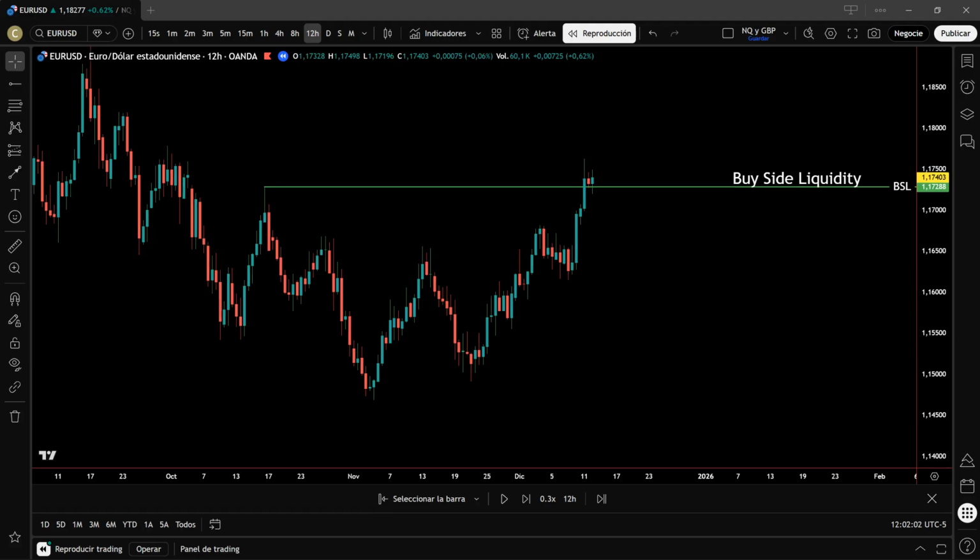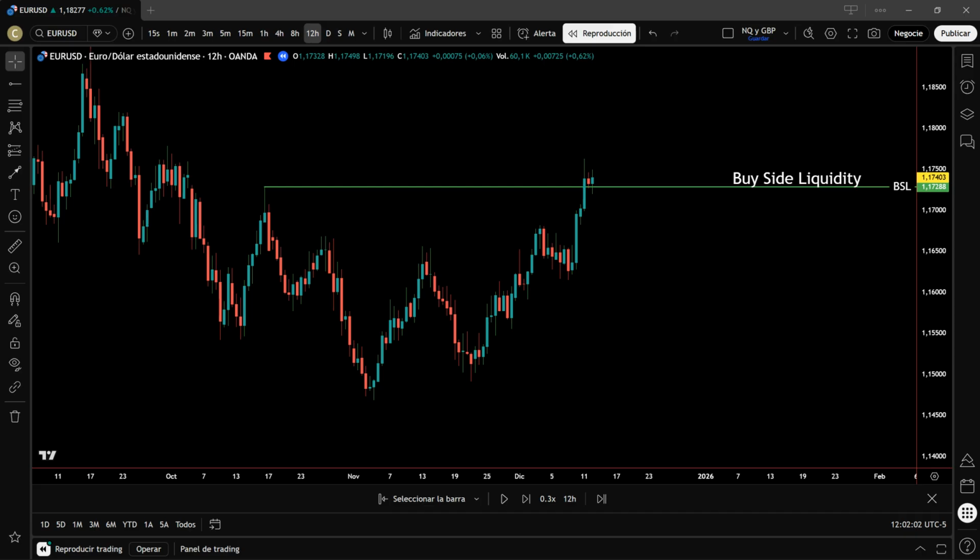Pay close attention to what's happening at this point on the chart. The price finally reaches and decisively breaks through our buy-side liquidity line at 1.17288. Notice that upper wick sticking out above the level. It's a clear technical sign that sellers' stop losses have been triggered and absorbed by large institutions. To a beginner trader, this might look like a bullish breakout to go long, but for us, it's the signal that the target has been met.